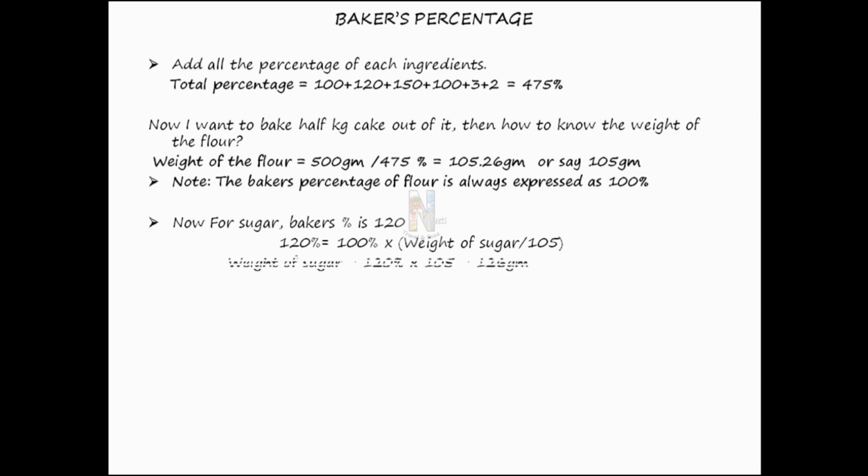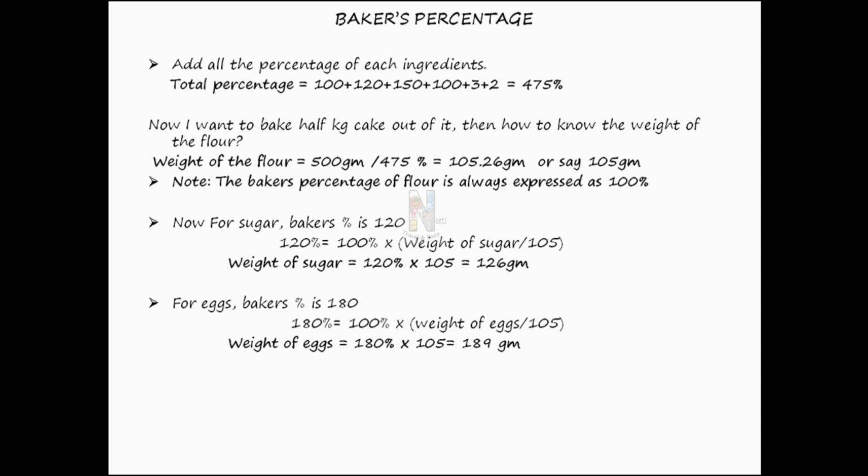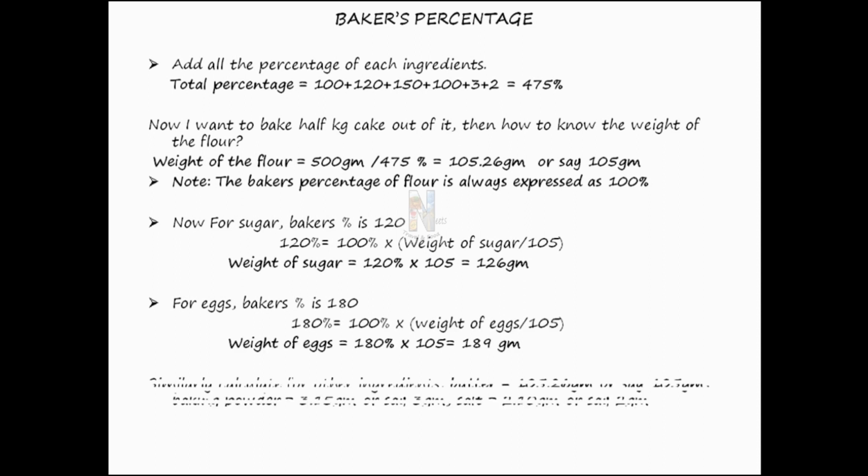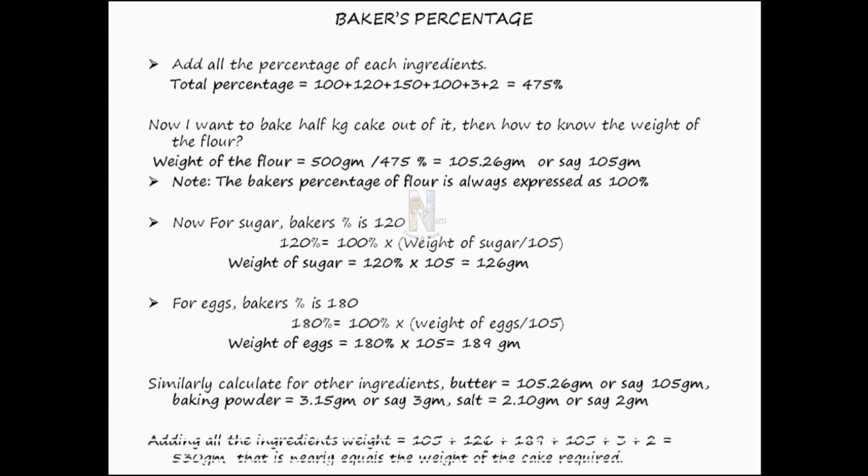As we know the weight of the flour, now for sugar, the baker's percentage is given. So we will substitute the values in the baker's percentage formula and we will get the weight of the sugar. Similarly, we will calculate the weights of all other ingredients using the baker's percentage formula and then add all the weights. By this, we can compare the calculated weight with the desired weight. Here you can see the calculated weight is 530 grams and our desired weight is 500 grams.